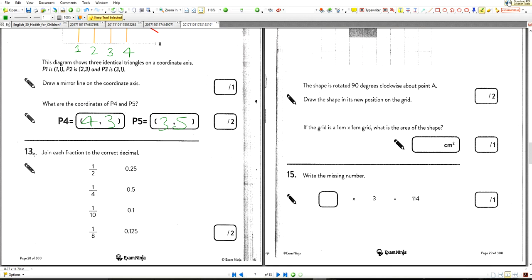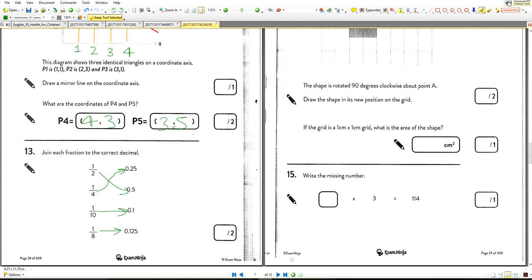Now, join each fraction to the correct decimal. So half, we should all know that's 0.5. A quarter is 0.25. 1/10 is 0.1. And 1/8 is 0.125.